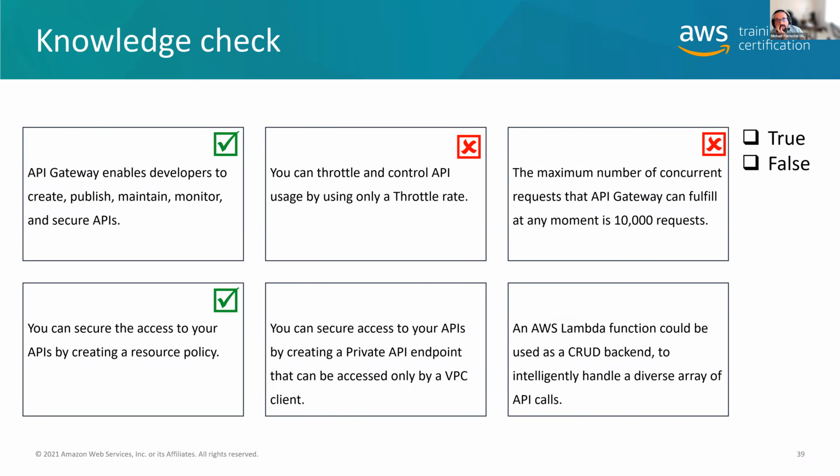Oops. Well, I pretty much gave you that one. So let's just acknowledge that. I gave you two of them, actually. Wow, I went way too far ahead. All right, you can secure access to your APIs by creating a resource policy. I think we talked about that a lot, because even I was a little forgetful. API Gateway does have resource policies. You can also secure access to your APIs by creating a private API endpoint that can be accessed only by a VPC client. We did talk about that too, right?